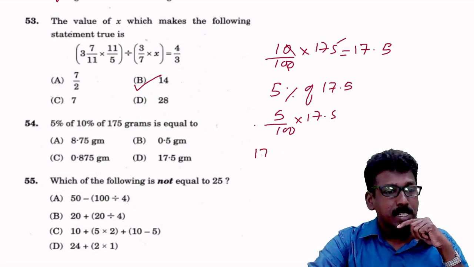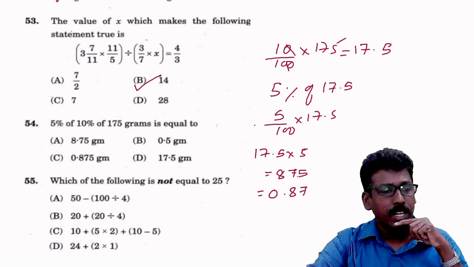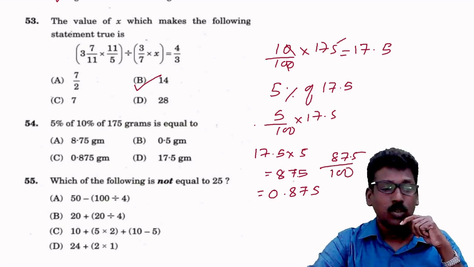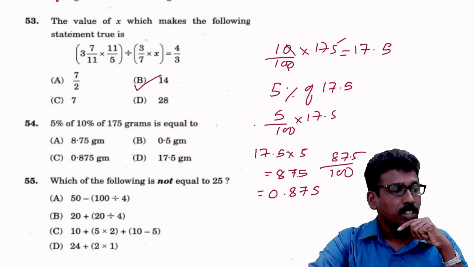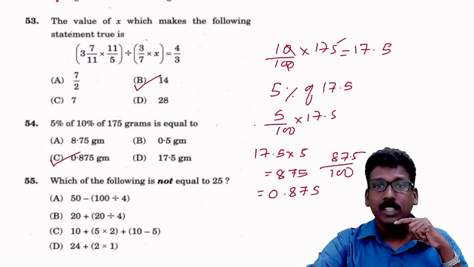So multiply 17.5 into 5, you get 25, 35 plus 2, 37, 5 plus 3, 8, and 1 decimal here. Now divided by 100 means 2 more places you have to take. So it is 0.875. 87.5 divided by 100 means 0.875. So C is the correct answer.